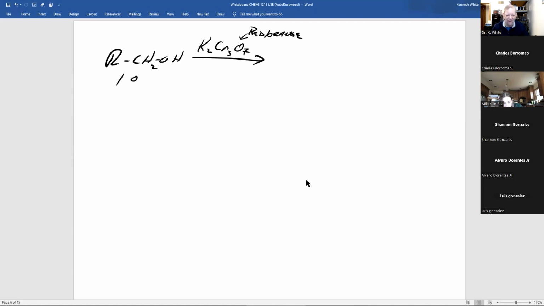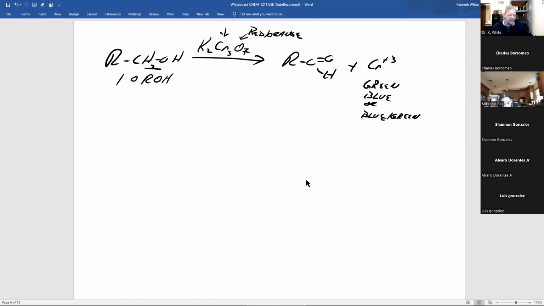You have a primary alcohol and you react it with potassium dichromate solution. This has an orange-red color depending on the concentration of the solution. It oxidizes the alcohol to an aldehyde. But when this is oxidized, the chromium gets reduced and you get chromium 3+, which depending on the concentration is green, blue, or a blue-green color, which is quite different from red or orange. And the blue-green almost looks turquoise.